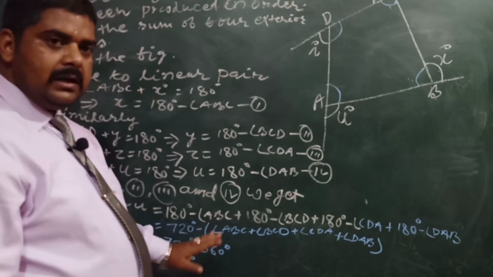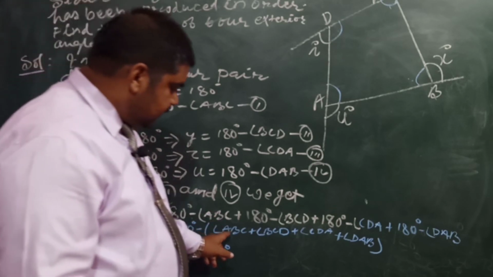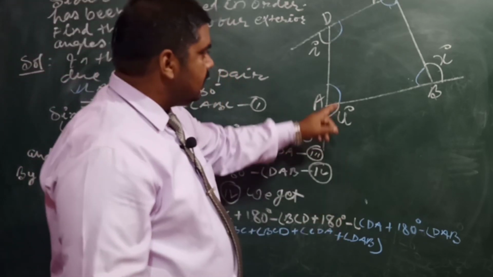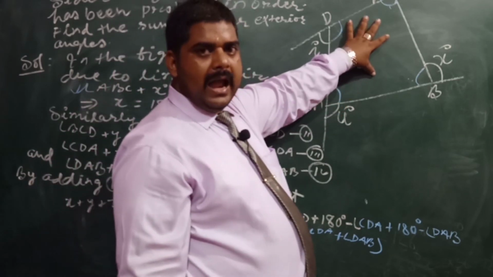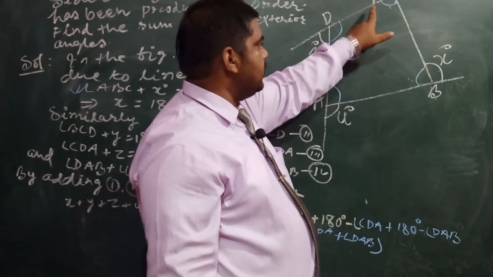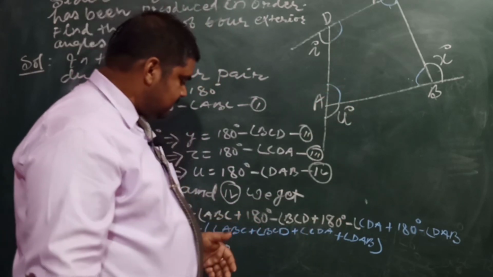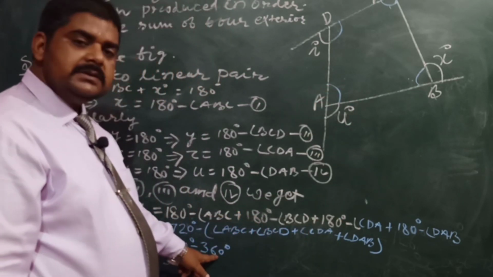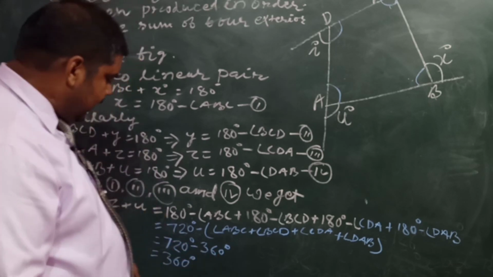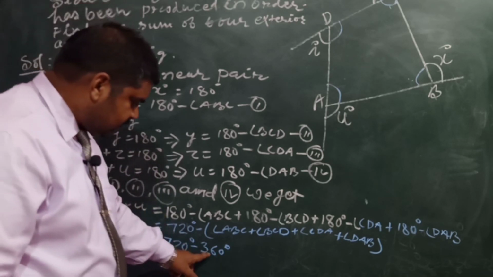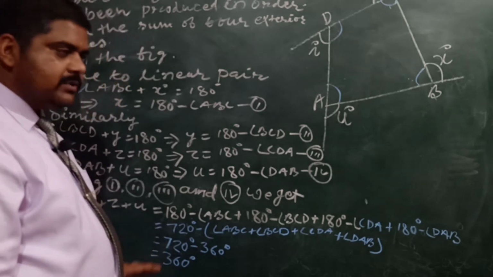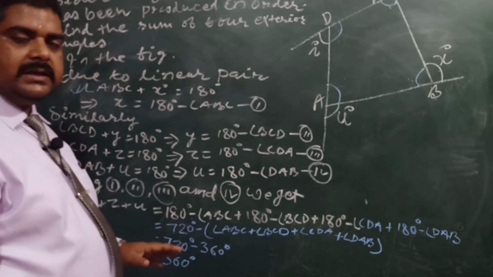You also know that these four angles are of a quadrilateral, and by the angle sum property of a quadrilateral, the sum of these angles is equal to 360 degrees, and this is why 720 minus 360 is equal to 360 degrees.